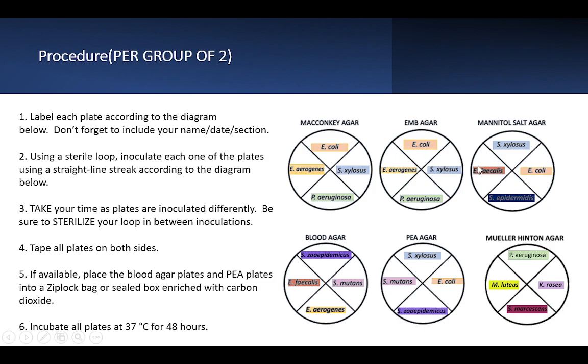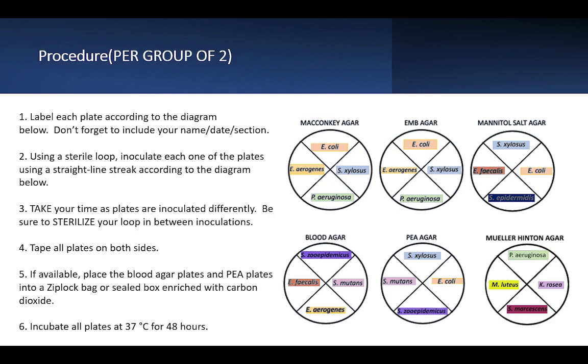You guys will tape those together, and you give them to your TA because they will put them in a Ziploc bag that's sealed with a little CO2 pouch. And that's because blood agar and PEA organisms do really, really well when they are in a predominantly CO2 environment. So it's just kind of an easy way to do that, put them in a Ziploc bag with a CO2 packet in it. So make sure you guys keep that in mind.